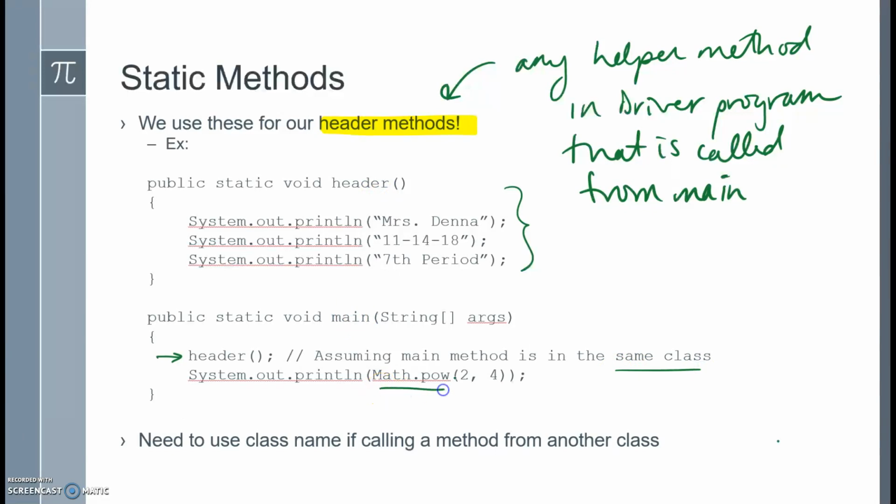On the other hand, if I'm calling a method that is not in the same class, then I have to use the class name. And that's what we see going on here. So because this method is not in the same class, I must use the Math.pow first.